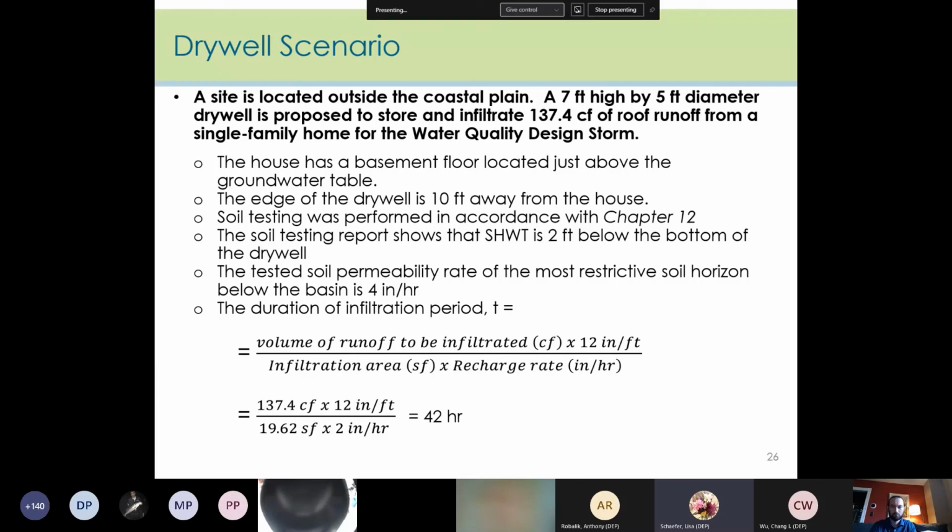The soil testing, of course, was performed in accordance with Chapter 12, and our seasonal high water table was found to be 2 feet below the bottom of the dry well. The tested soil permeability rate of the most restrictive soil horizon below the basin, but we mean dry well, is 4 inches an hour, and we calculate the duration of infiltration period. In this case we plug in all of our values and we get T is equal to 42 hours. So it's less than 72. So okay, we can get started.